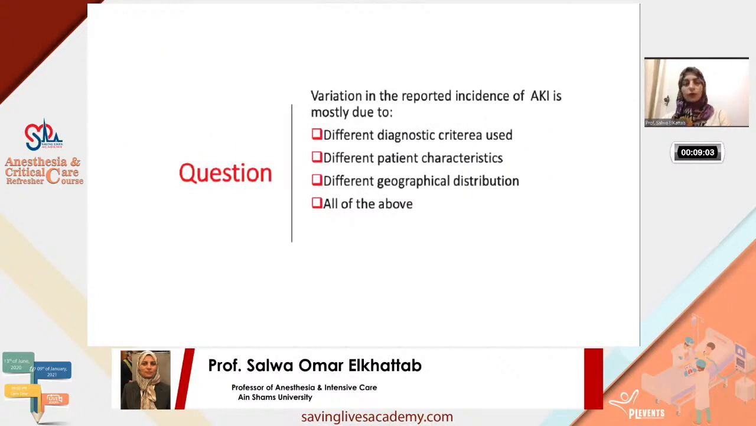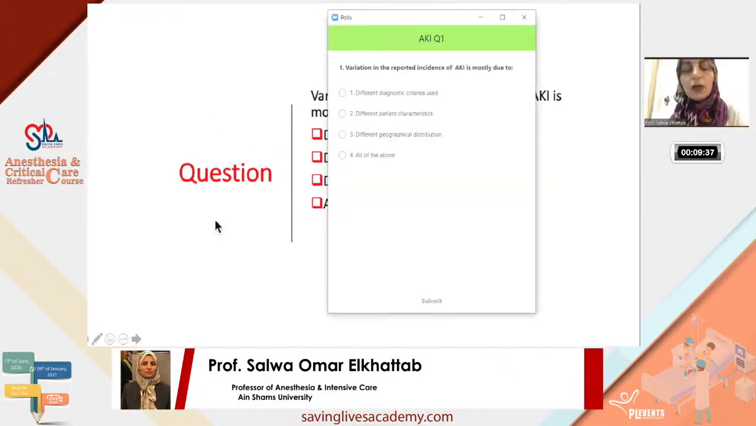Let us go to our first question. The variation reported in the incidence of acute kidney injury that we are facing when we are reading a scientific paper. These different incidence and different prevalence, what do you think it is attributed to? To a different diagnostic criteria used, or to a different patient characteristics, or to a different geographical distribution, or all these causes might lead to different incidents that we are facing when we are facing acute kidney injury scientific publication.